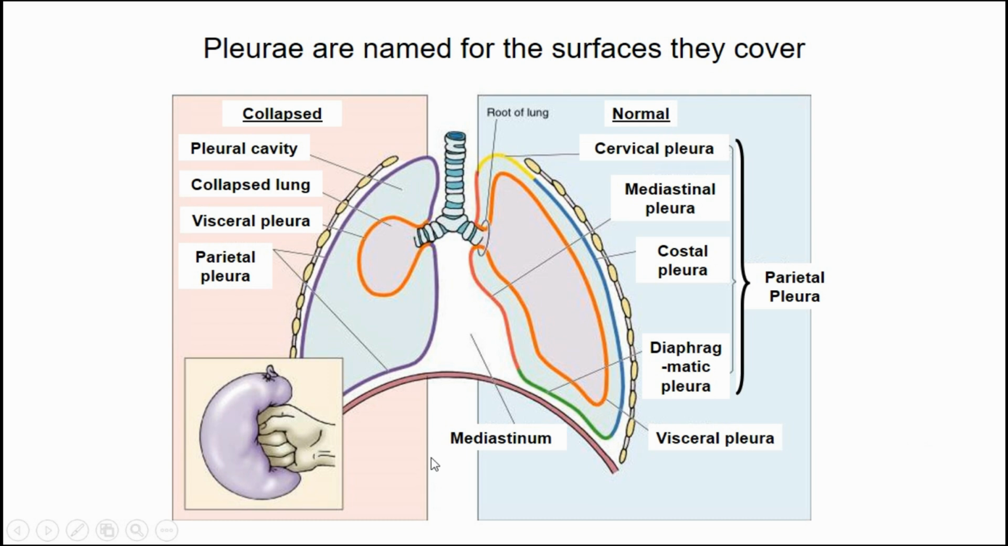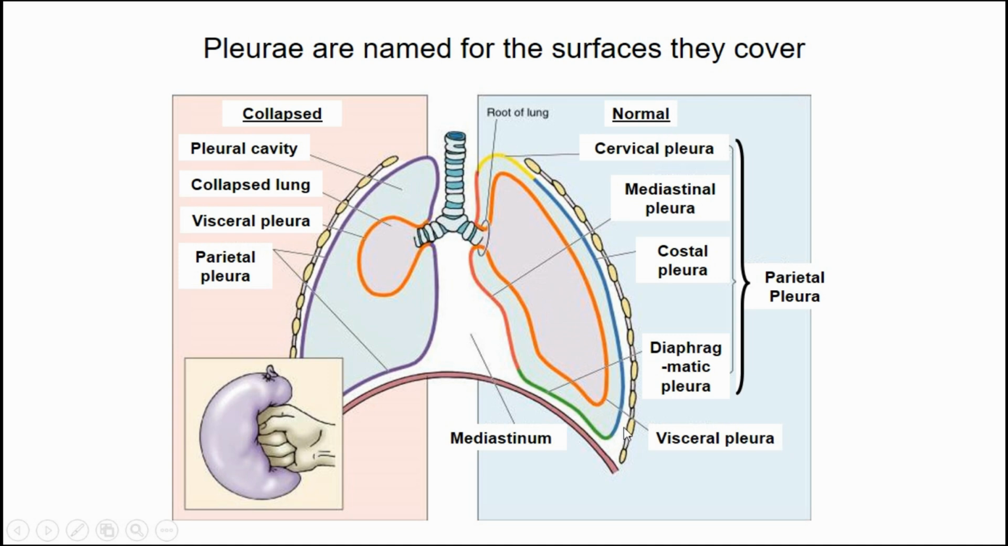So the pleurae are named for the surfaces on which they're found. Essentially, the parietal pleura is the whole thing covering the outside, and the visceral pleura covers the lung itself. But we can subdivide the parietal pleura into cervical pleura, poking up here at rib 1 and above, mediastinal pleura, covering the mediastinum, diaphragmatic pleura, covering the diaphragm, and costal pleura, covering the ribs. Note they're all continuous. They're even continuous to the visceral pleura at the hilum. They just reflect onto the lung right there.